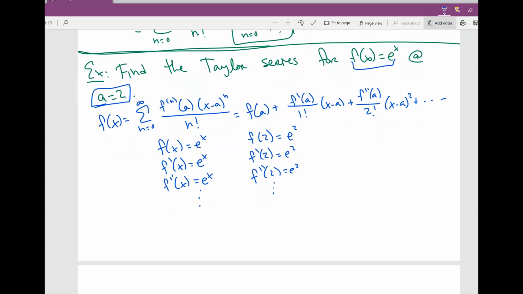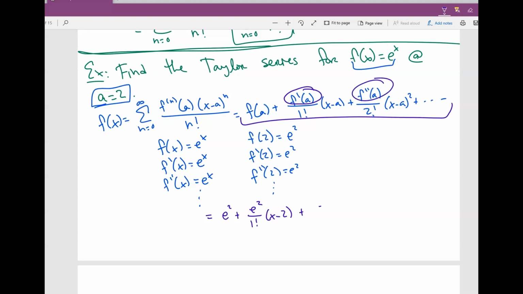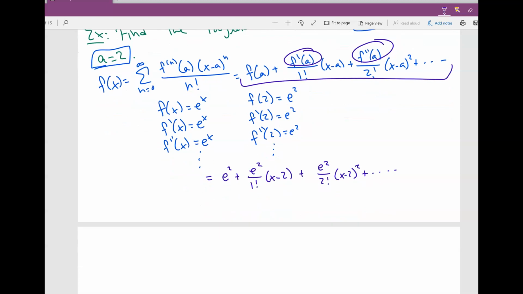So now we're going to plug all of these things into this formula. You're going to have f of a, which is e squared. f prime of a is another e squared over 1 factorial times x minus 2. Then the second derivative, e squared over 2 factorial times x minus 2 to the power of 2, and so on. So now what we want to figure out is a general form for this.